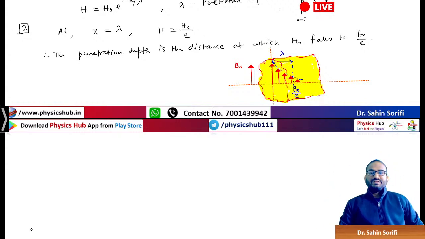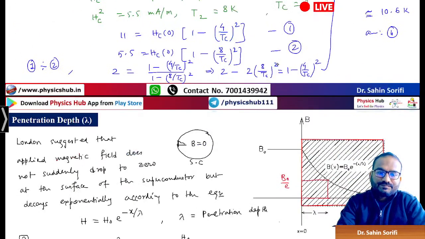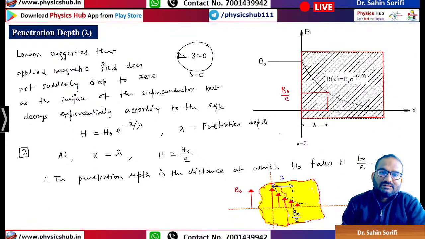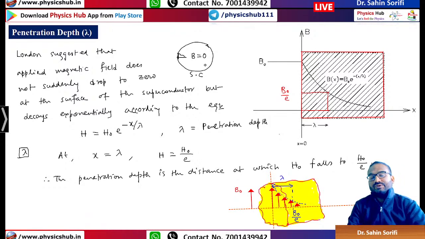Murli, that's a very good question. B is equal to 0 inside the material. We are talking about the surface, a very small region at the surface. Although we are showing it mostly inside the material, it is not like that. It is the surface. It says that the magnetic field does not suddenly drop to 0 at the surface, but it decays exponentially. So inside it will be 0.